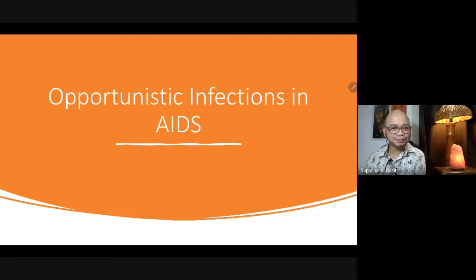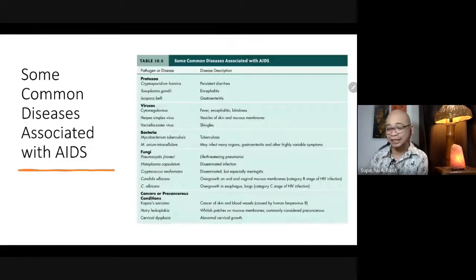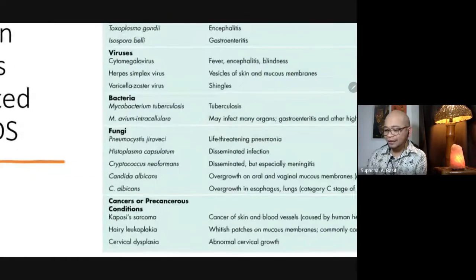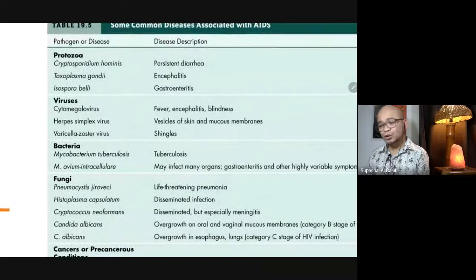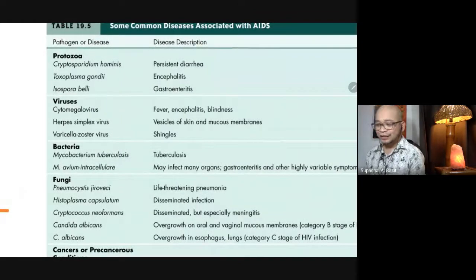So let me discuss to you what are the different opportunistic infections in AIDS. This can be divided into a protozoan infection. So Cryptosporidium hominis can cause diarrhea. Toxoplasma gondii can cause encephalitis. Isospora belli can cause gastroenteritis.